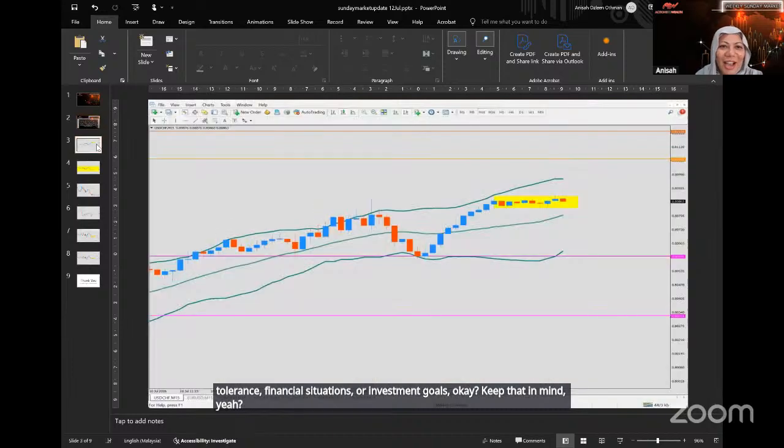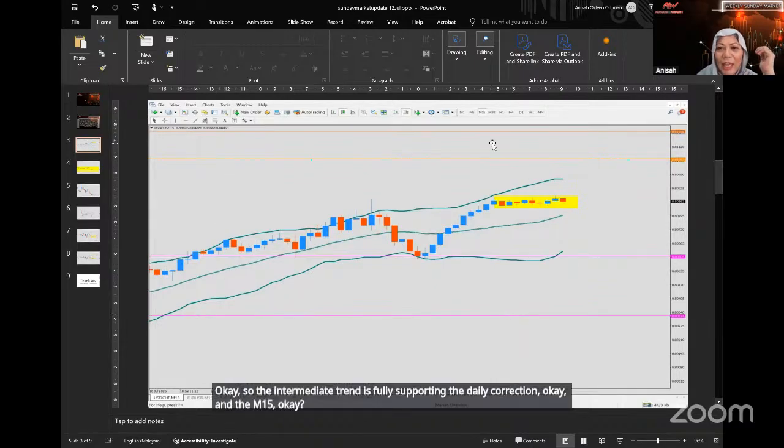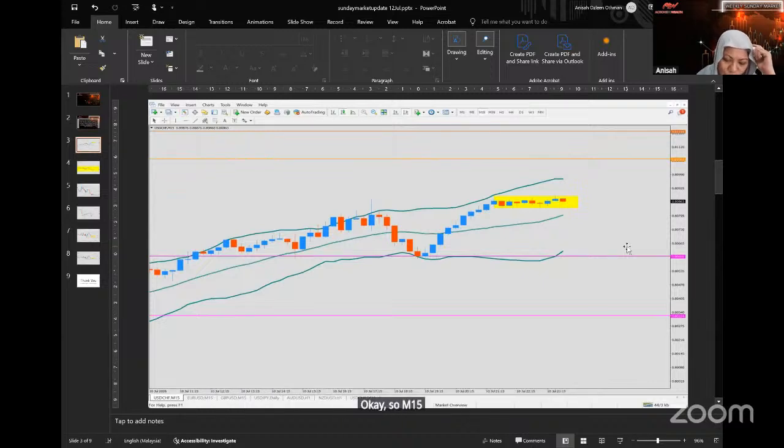All right. Now let's begin our view with dollar Swiss. As you can see, the major primary trend is up. The intermediate trend is fully supporting the daily correction. And you're looking at the M15 chart. M15 is uptrend as well.